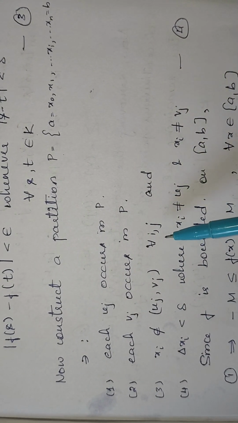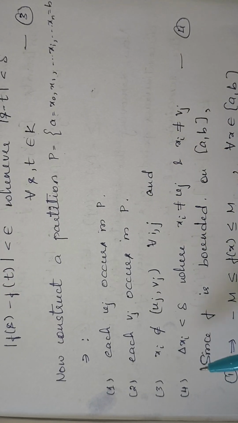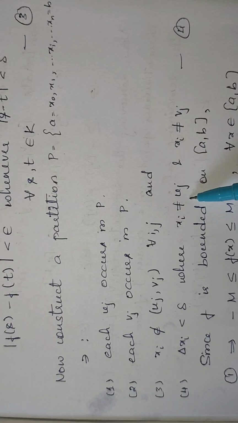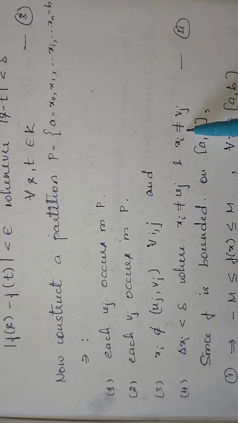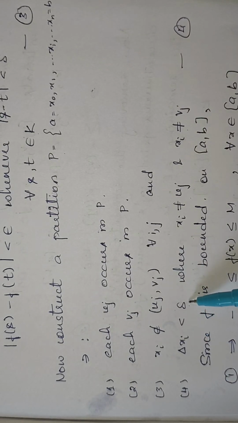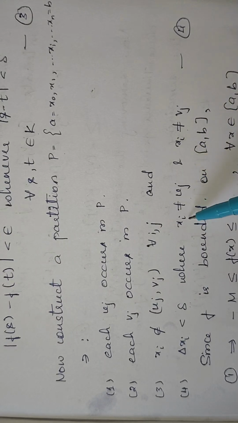So this is the meaning of that. And the last one is delta xi is less than delta, where xi is not equal to uj and xi not equal to vj. Means, see here, the difference between the two consecutive points is less than delta whenever you choose xi other than uj and vj.